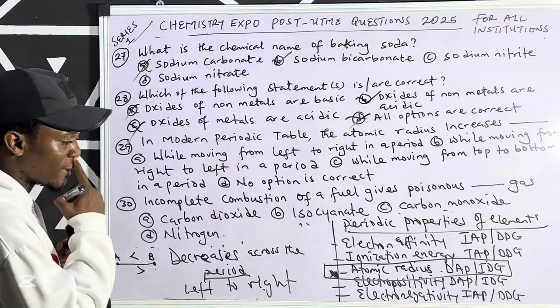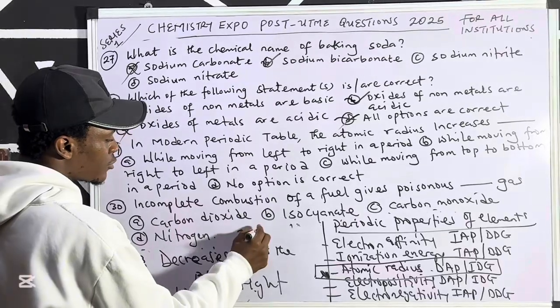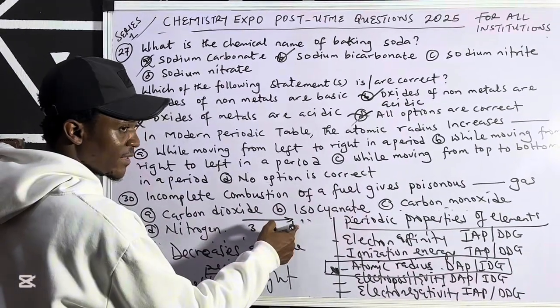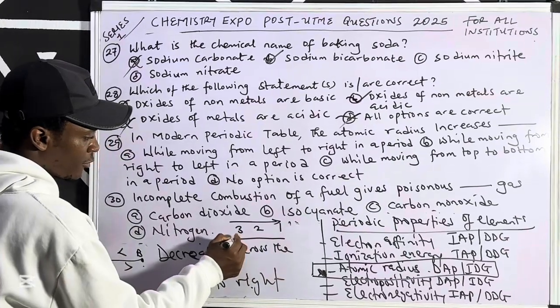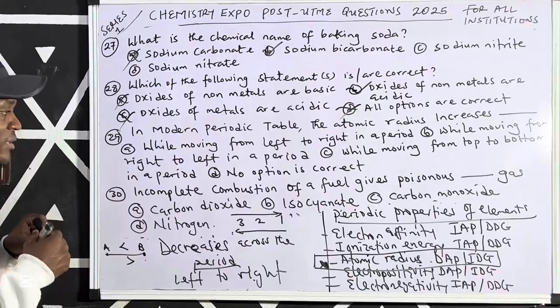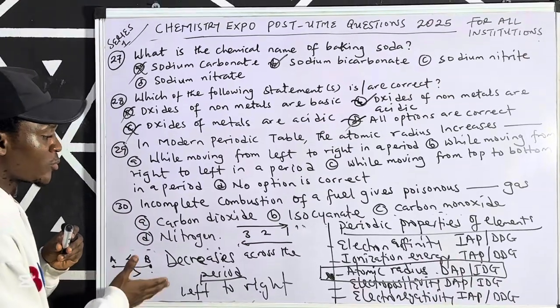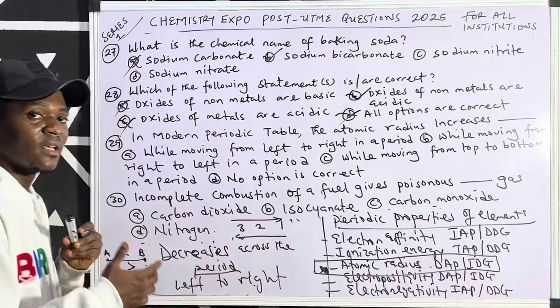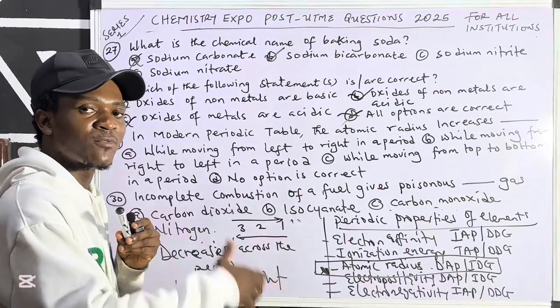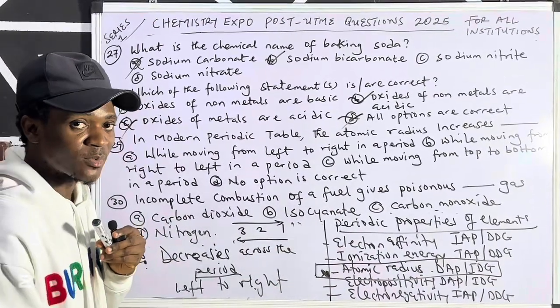It's just like 3, 2, 1: there is a decrease from left to right here. But if I am moving from right to left, there is an increase. That's what I'm trying to explain. All right. So atomic radius will decrease across the period, from left to right, and it would increase from right to left. It's still same stuff.